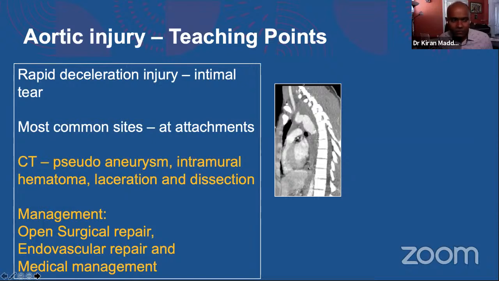Is it a fake or real? So it's mostly due to rapid deceleration injuries, intimal tear, which is also called intimomedial tear nowadays. And the most common sites are at attachments like the aortic root and the ligamentum arteriosum.